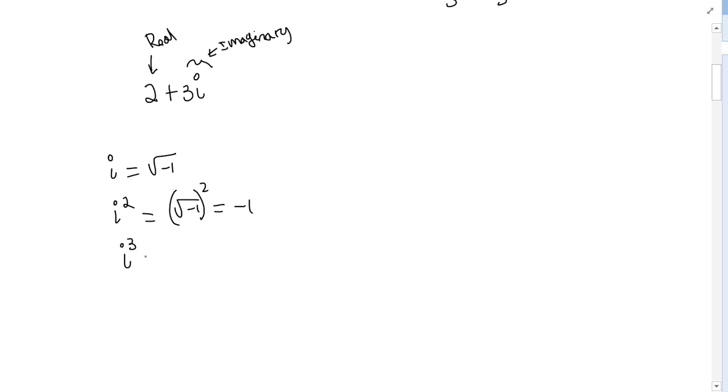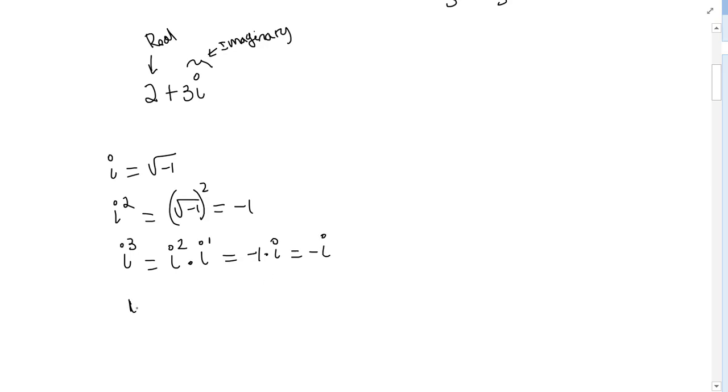Then what about i cubed? Well, I can write it as i squared times i to the first, deconstructing using the rules of exponents. When you multiply same bases, you add exponents, so 2 plus 1 is 3. And I already know i squared is -1. I get -1 times i, so it's -i.